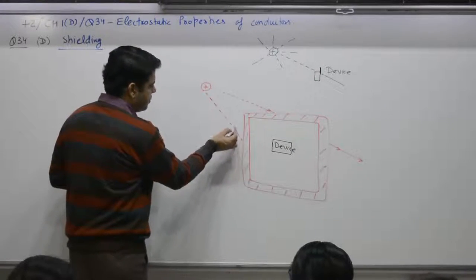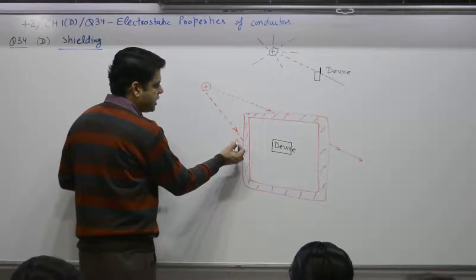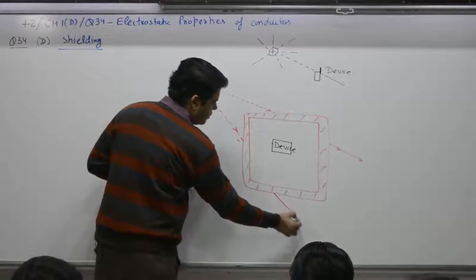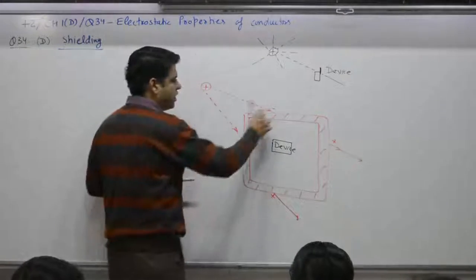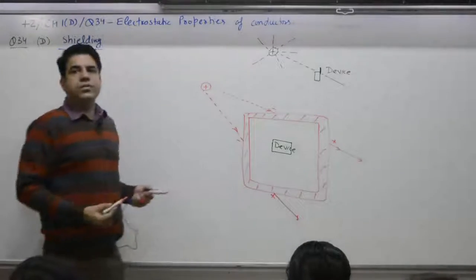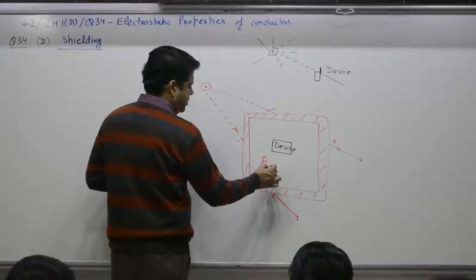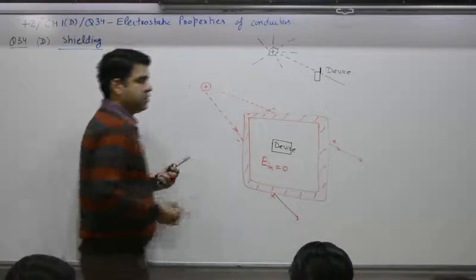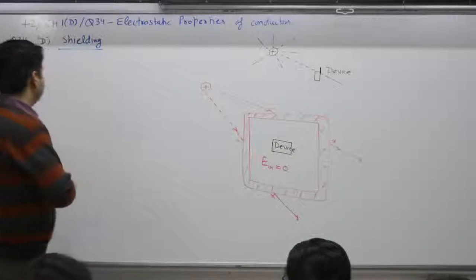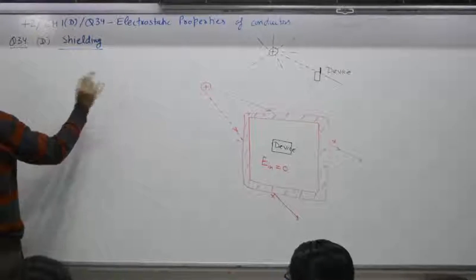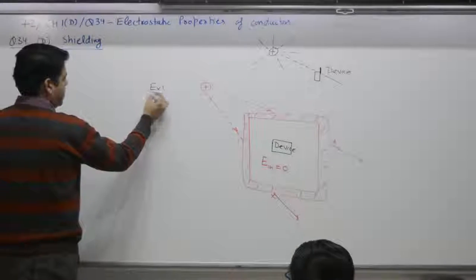Similarly here also, if this line reaches this point, suppose taken as negative, then it will leave from this point positive. This is negative, this is positive. What is the overall charge on this enclosure? 0. E inside is 0. This is how you can protect your device. This is termed as shielding. This is example number 1.